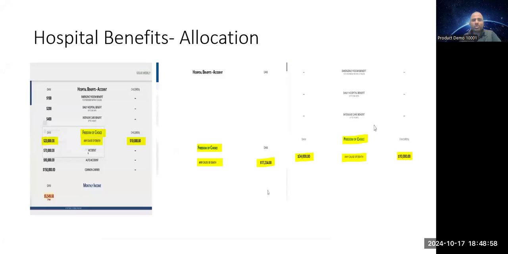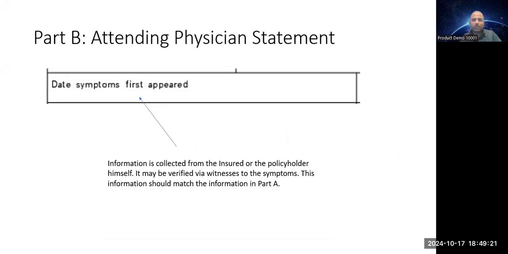For example, your emergency room benefit might have an allocation of up to $100 from American Income Life. Your daily hospital benefit up to $200, and your ICU benefit, up to 14 days, will be up to $400. So this is just an example. The allocation is different for different individuals, based on risk.